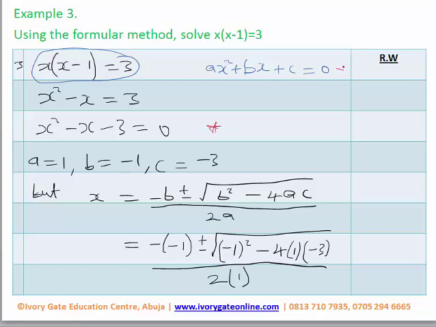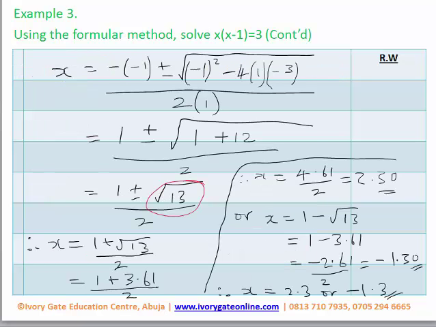So we now compare it with this, and in that case we'll now see that a is equivalent of 1 here because the coefficient of x squared is 1 here, then the coefficient of x is minus 1, then the constant is minus 3. So we plug it into this equation, and on doing that we'll be able to get that the discriminant is 13. So if the discriminant is 13, then we have 1 plus or minus square root of 13 over 2.